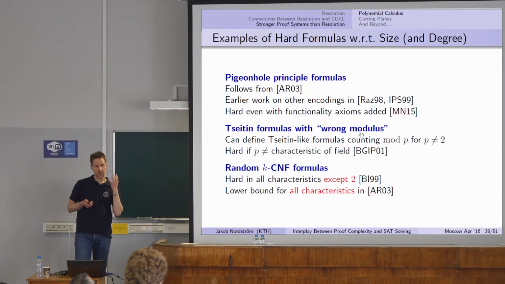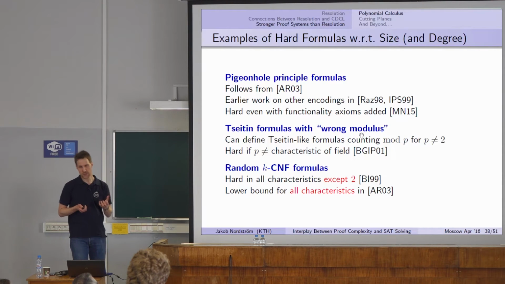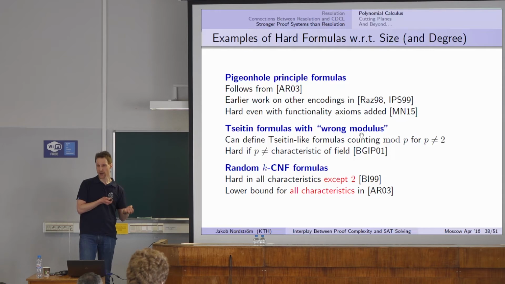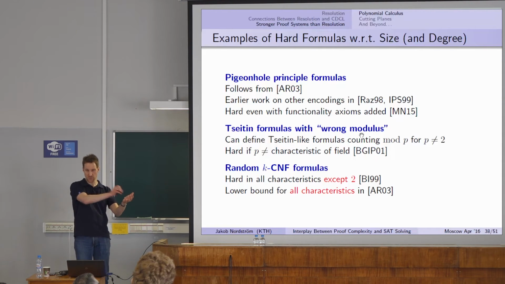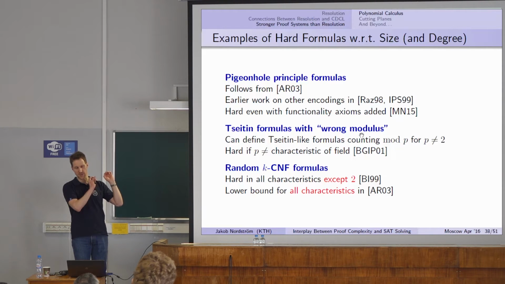What formulas are hard? Well, the pigeonhole principle is hard. The vanilla version is hard. And also if you throw in functionality axioms, it's still hard. But functionality plus onto axioms, then it's easy. But if you just don't require that the pigeon mapping is functional and onto, then it's still hard.